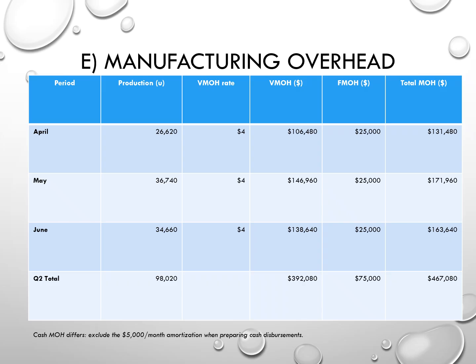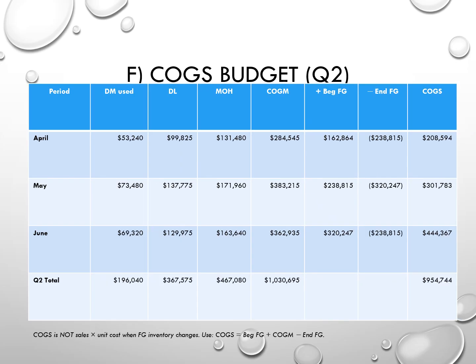Important detail: fixed manufacturing overhead includes $5,000 of amortization, which is non-cash. For cost and inventory purposes, we include amortization. For cash budgets, we exclude it. This is where many students make mistakes.